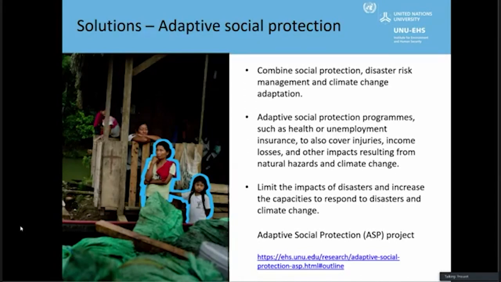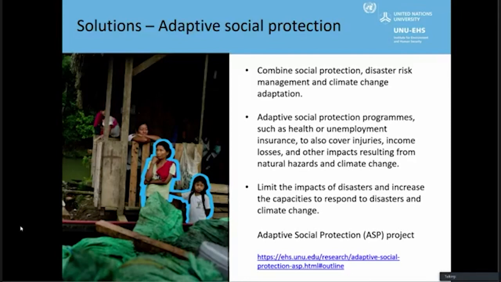These programs will provide, for instance, health insurance, unemployment insurance, injury insurance. This will greatly help people not to go for the short-term solutions. For example, in the Central Vietnam flood event, if people wouldn't have such insurance solution, they would sell their livestock or other productivity assets. That would release the short-term pressure, but for the long run, it's not a good solution because people would be pushed back into poverty and stay there for a very long time.